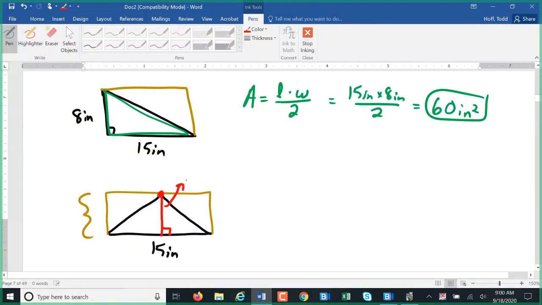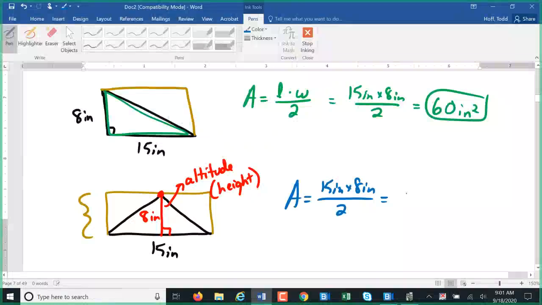This is what's called an altitude, or a height, of our triangle. If that is 8 inches, guess what? The area of this triangle still has a related rectangle of 15 inches by 8 inches. And the triangle is half that, so divided by 2, it's still 60 square inches.